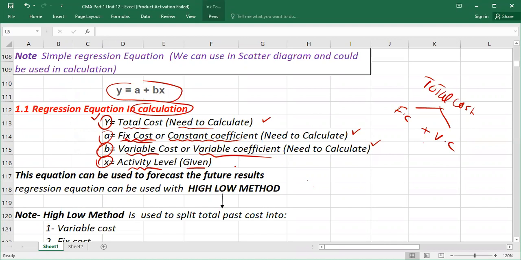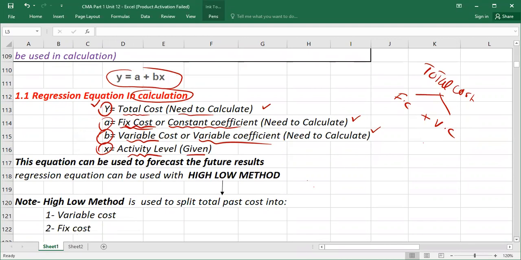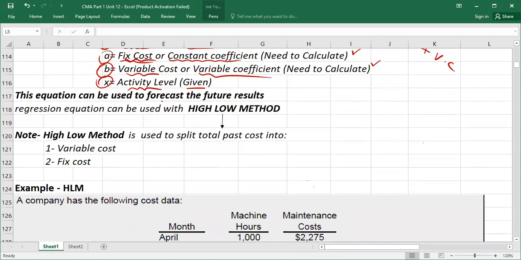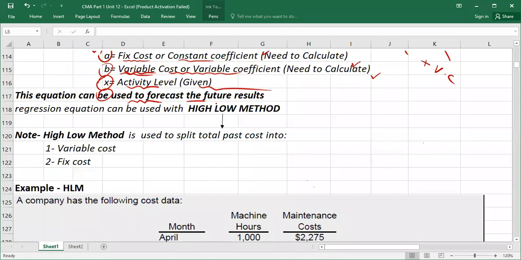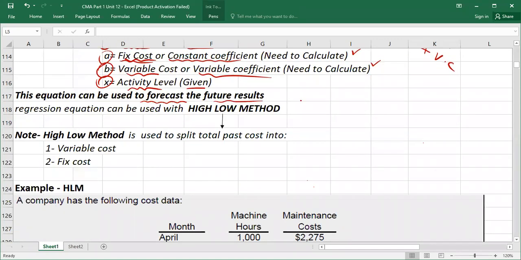So this equation now, which is Y is equal to A plus BX, as I told you, we can use to forecast the future results. And to apply this equation, sometimes these equations will be mingled with the high-low method. Like in calculations, they can mix the high-low method with this equation, and then they will ask you to produce certain calculations. I have to actually explain what the high-low method is.